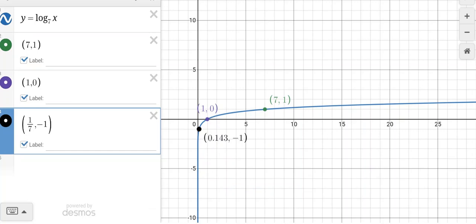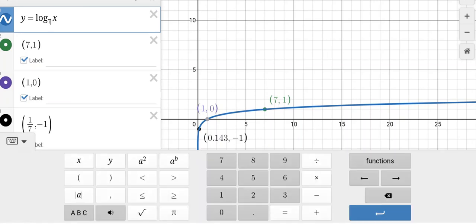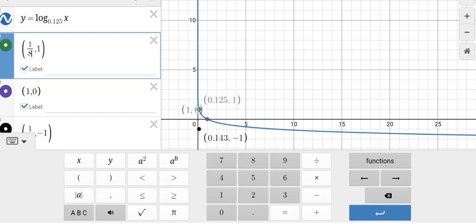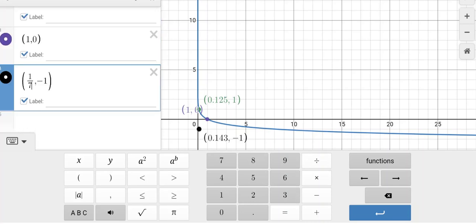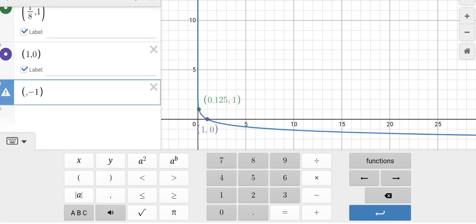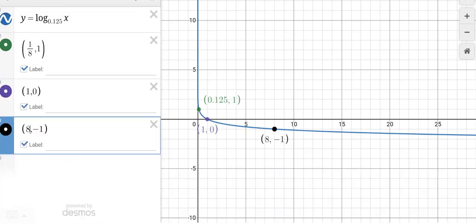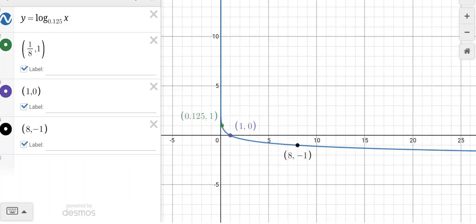Now we may have a question that is, say, for an eighth. If it was to the base of an eighth, I'm going to put this as a decimal, 0.125. So this time we've got an eighth, which is 1 divided by 8. So 1 divided by 8, 1, and then this is going to be 1 divided by an eighth, which would be 8. So if we have a fractional base, you can see the difference in the direction.